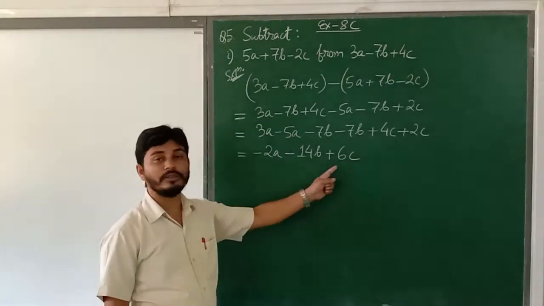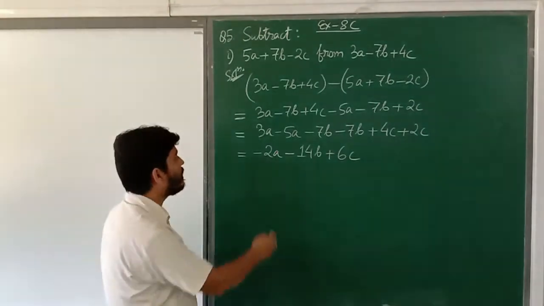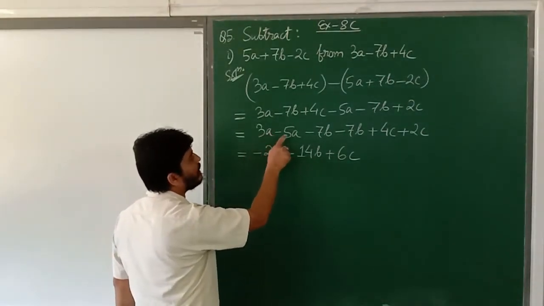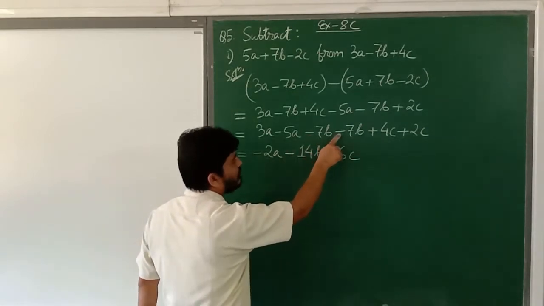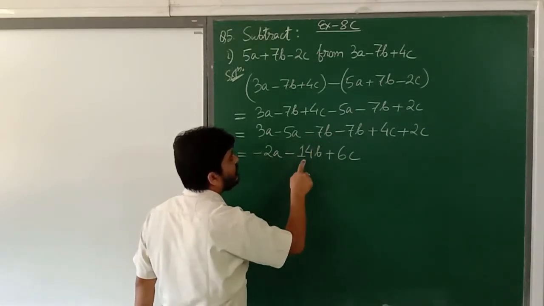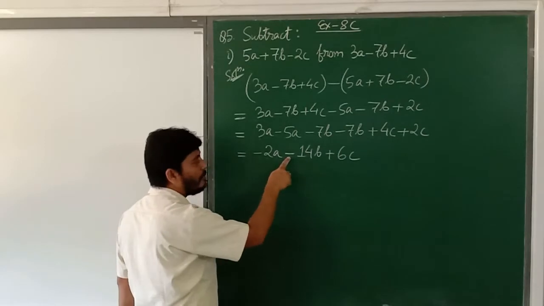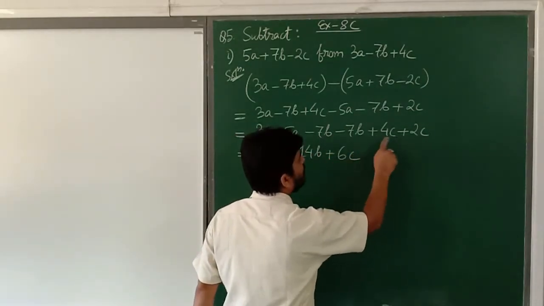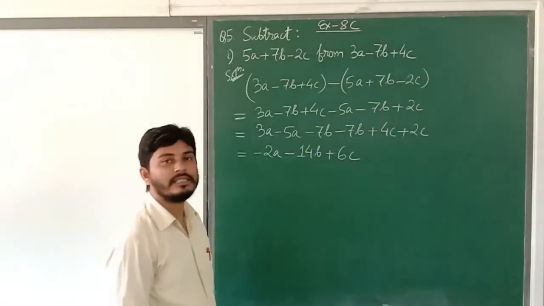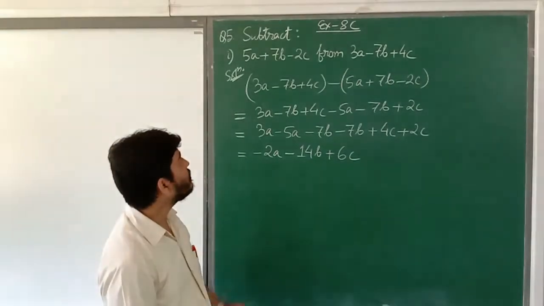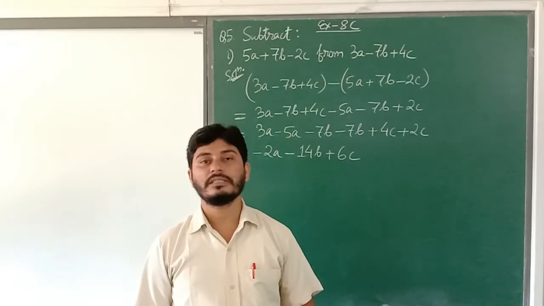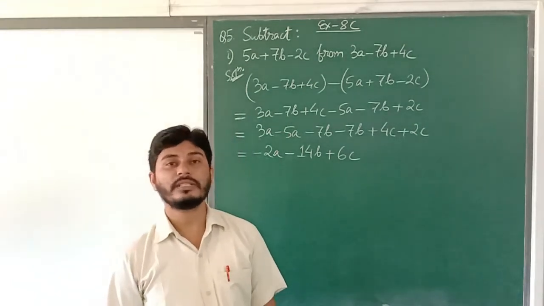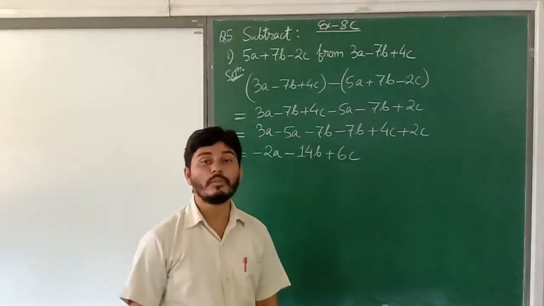I hope it is clear to you. I will repeat again. 3 minus 5 is minus 2, and a. Minus and minus is plus, 7 plus 7 is 14, both are minus, so minus will come. And then these are both plus, so no problem here, 6c. So this is how we subtract two given expressions. Let us see one more example.